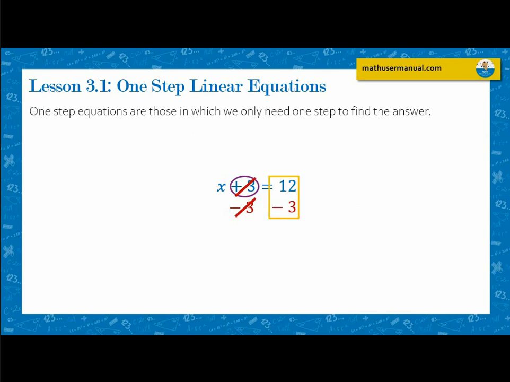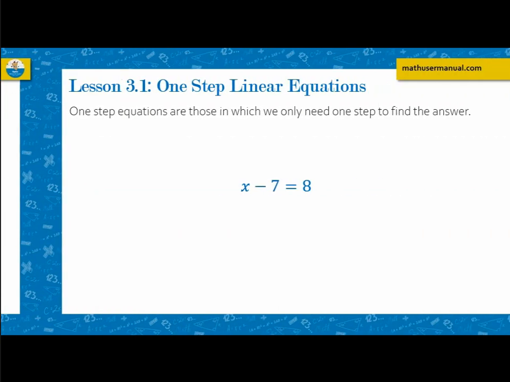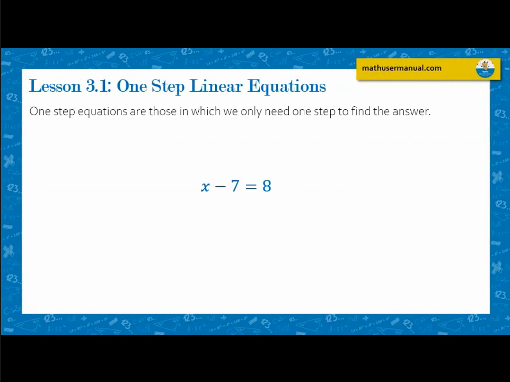12 minus 3, that's 9. So we got now x equals 9. The x is fully isolated. The x doesn't have any other number on the left. So that's our answer, x equals 9. As soon as the x is completely isolated, we get our answer. But let's practice with another problem.